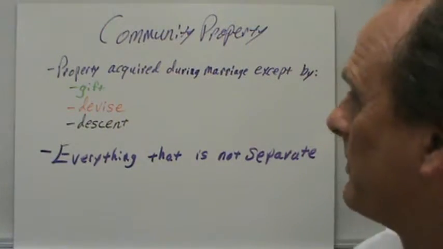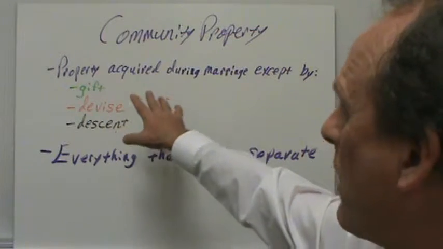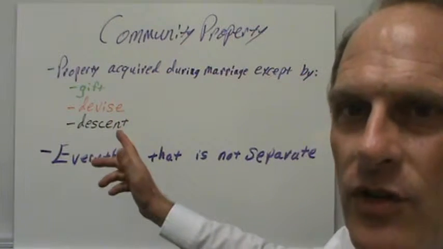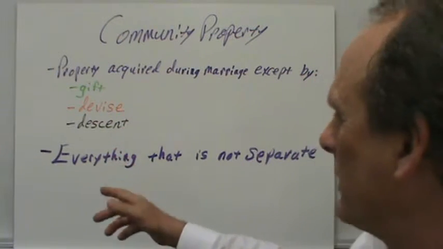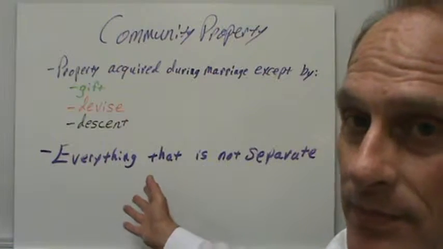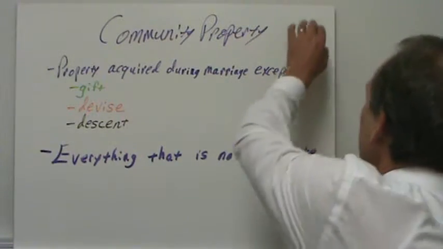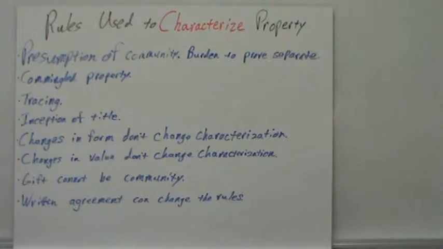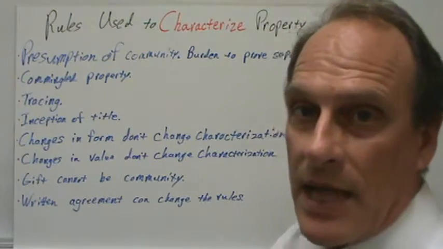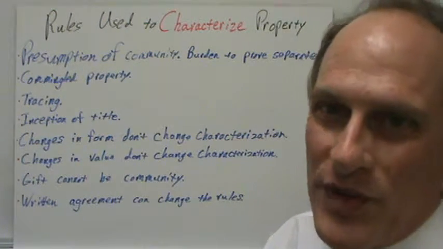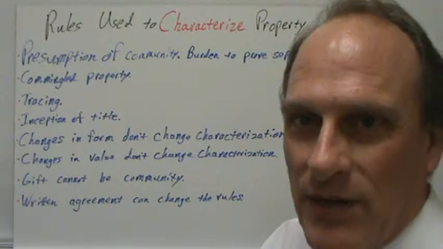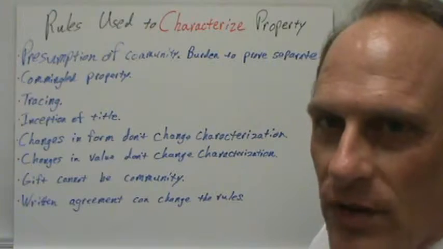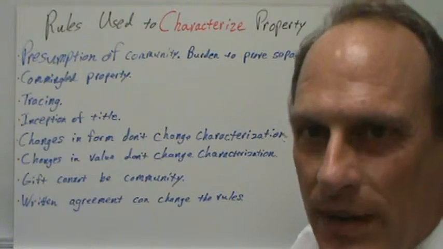Then what's community property? Community property is property that's acquired during marriage, except by gift, devise, or descent. In other words, community property is everything that's not separate. Simple. Now, what might not be so simple are the rules that we use to characterize the property as either being community or separate. That's the word we use, characterize, or characterization of property. Is it community or is it separate property?